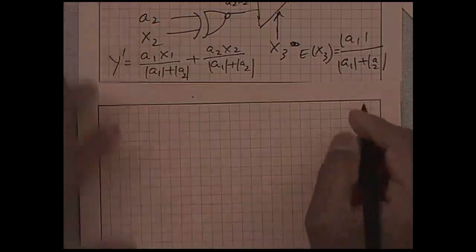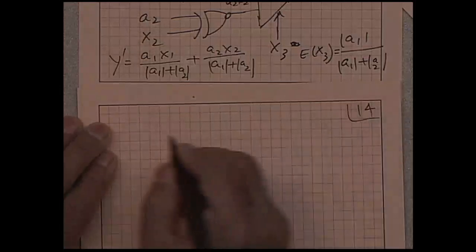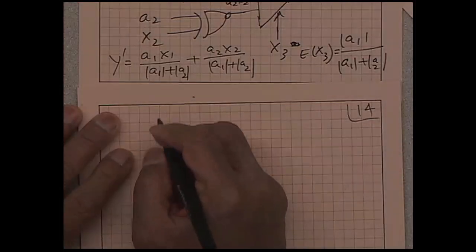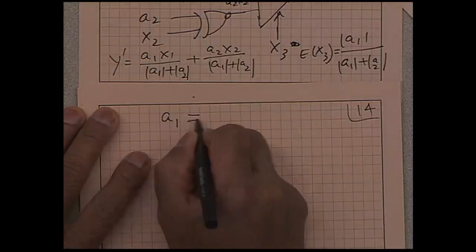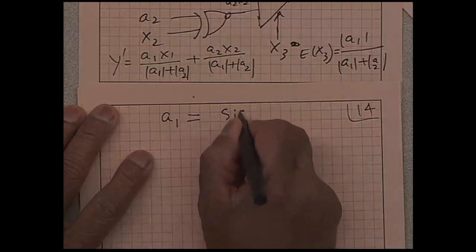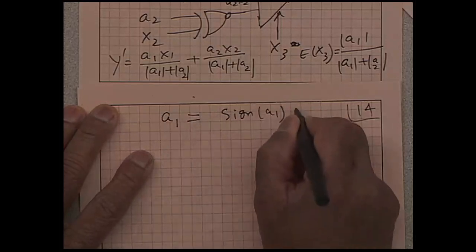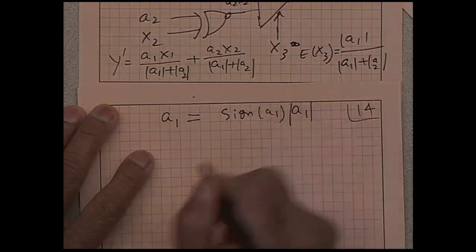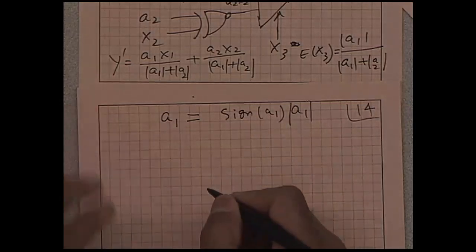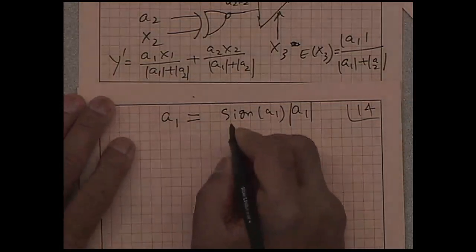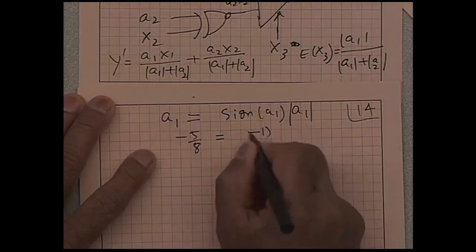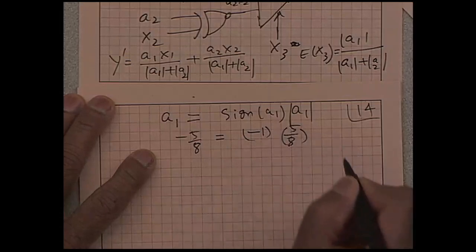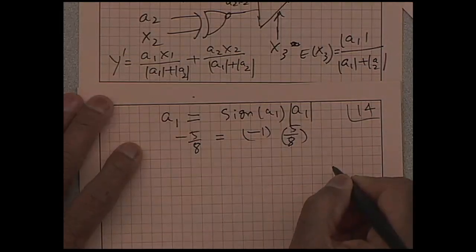So by the way, I can write A1 is equal to sine of A1 times absolute value of A1. Right? So if A1 is minus 5 by 8, as an example, sine will be minus 1, absolute value is 5 by 8.